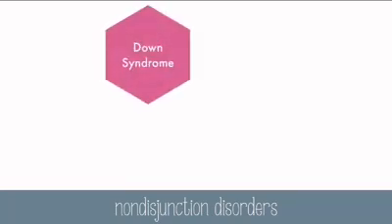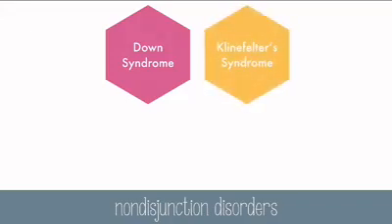Here are some examples of disorders that can occur as a result of non-disjunction. Probably the most widely known one is Down syndrome. In this case, there is an extra 21st chromosome, which can lead to mental impairment and stunted growth, among other things. Klinefelter syndrome occurs when there's an extra X chromosome in the standard male karyotype. This can lead to weaker muscles and bones, less testosterone, and sterility.